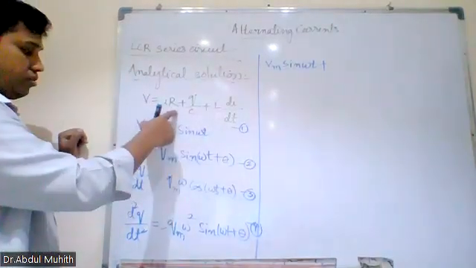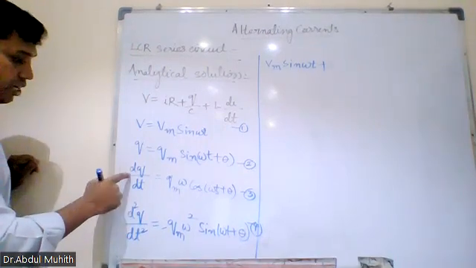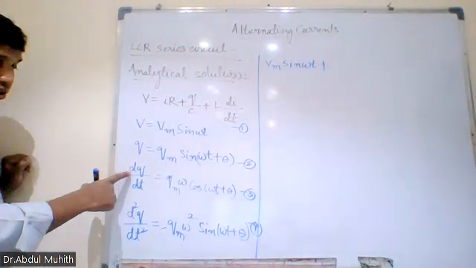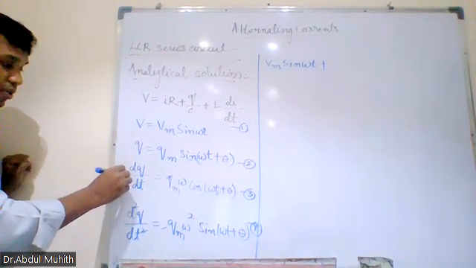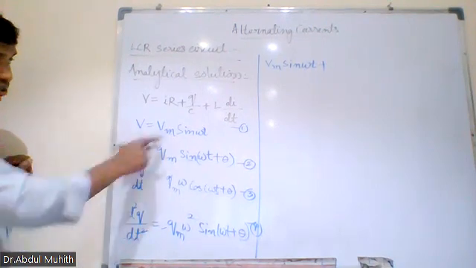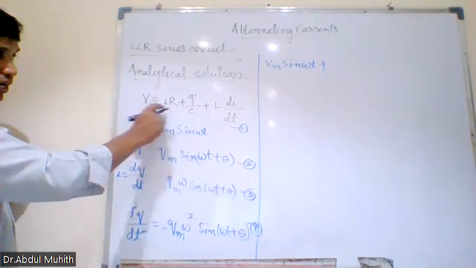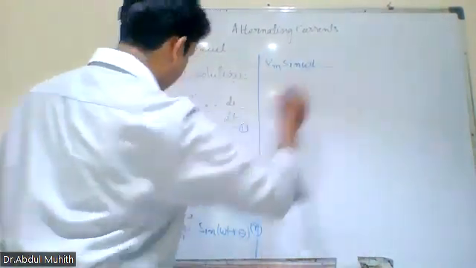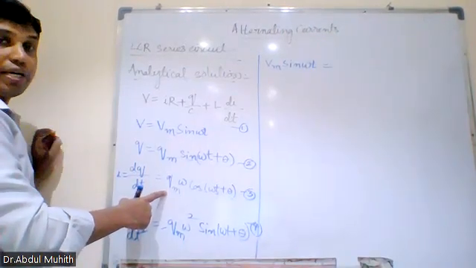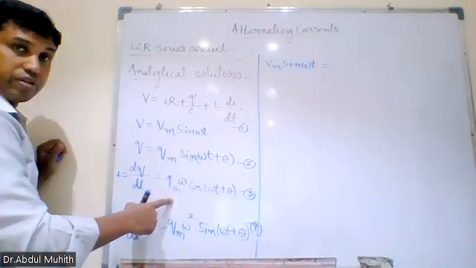What is I here? I means what? Rate of flow of charges is current, right? I is equal to dq by dt. So I have I here. Can I write in the place of I this value? Yes, I can write.